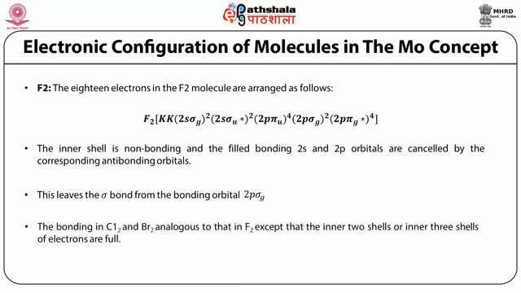The bonding in chlorine and bromine is analogous to that in fluorine molecule, except that the inner two shells or the inner three shells of electrons are full.